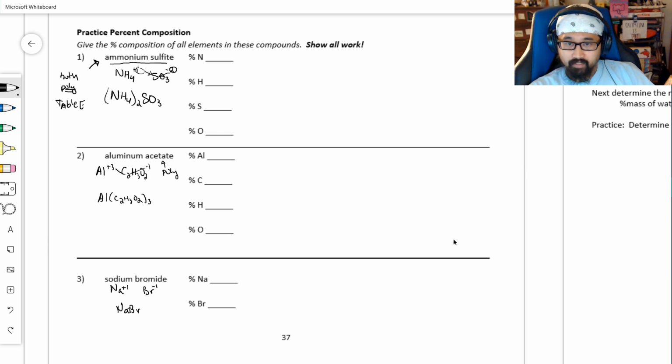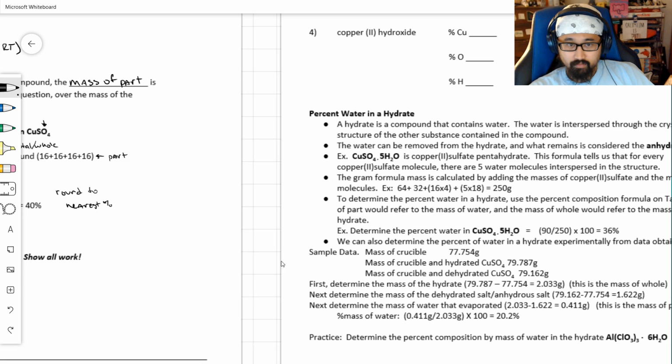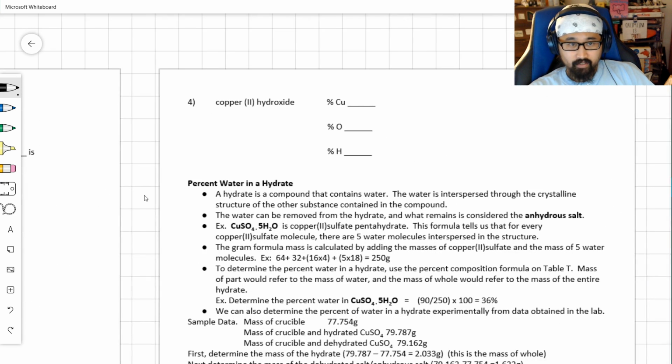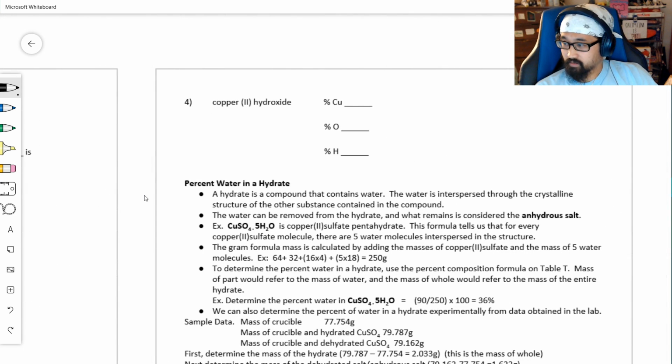And last but not least is at the top. Oh, there we go. Top of the next page. Copper 2 hydroxide. Now, a little star next to hydroxide. It ends in IDE, but it's a poly, so check table E. Copper 2 means copper with a charge of +2. Hydroxide on table E is OH with a -1 charge, which means that this guy is Cu(OH)2.